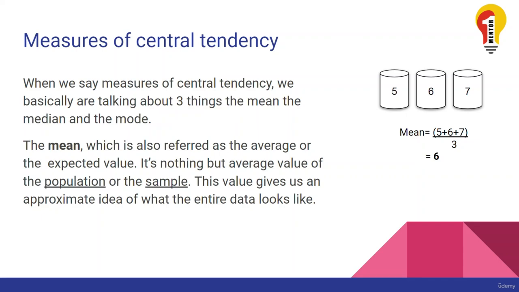On the right, we have an example where there are three bins and each bin has a few balls. The first bin has 5 balls, the second bin has 6, the third bin has 7. If I ask you to find the average or the mean, it's a basic addition and division problem. We add 5 and 6 and 7 and then divide by 3 and we get 6. It's as simple as that. So that's what the mean generally is.